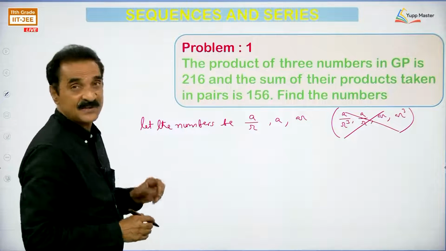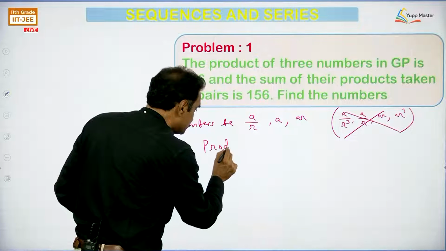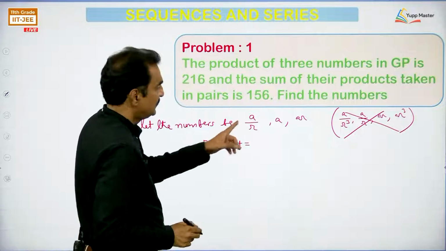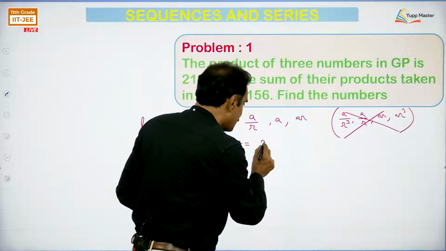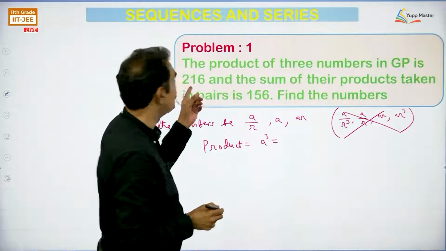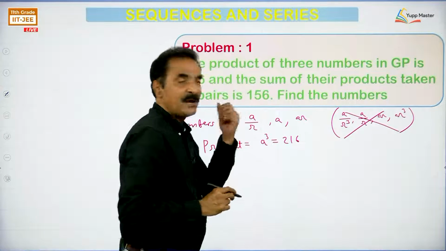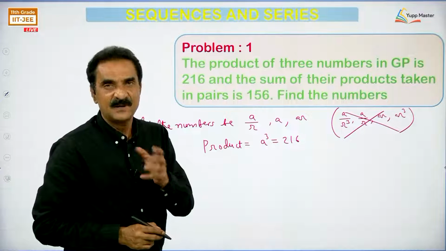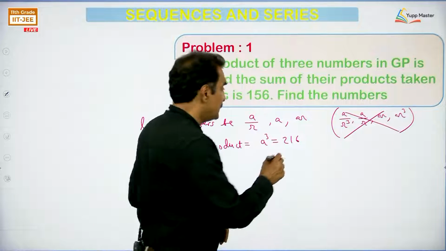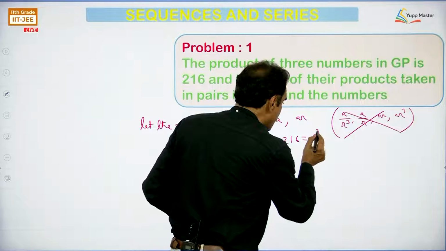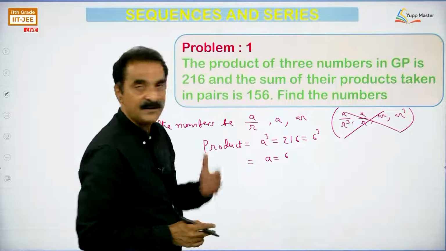The product of the numbers is 216. What is this product? If you multiply, r will cancel out, and you will get a into a into a, that is a cube, is equal to how much? 216. Alright. Can you write 216 as a cube of something? Yes, you can write 216 as 6 cube. Then cancelling cubes, you will get a is equal to 6. So, we already got the middle term.